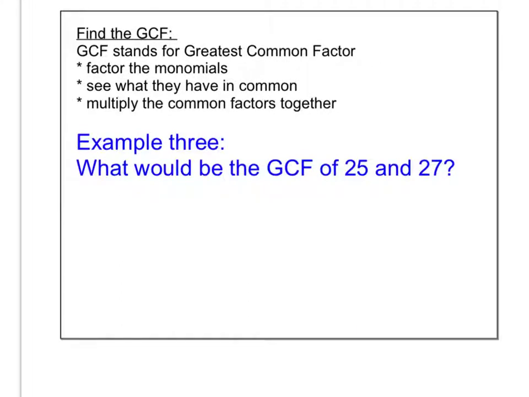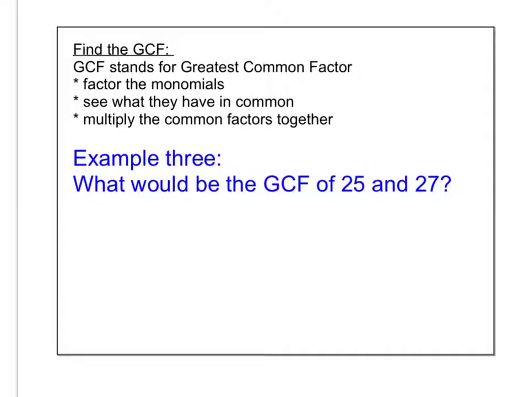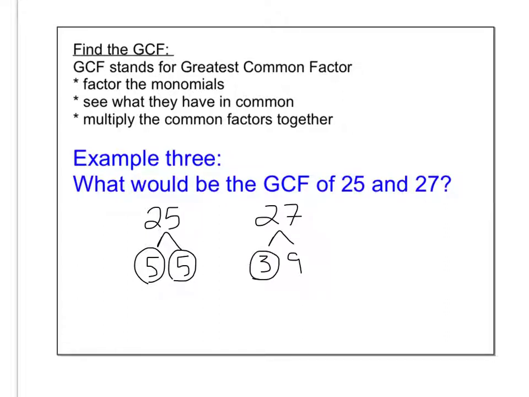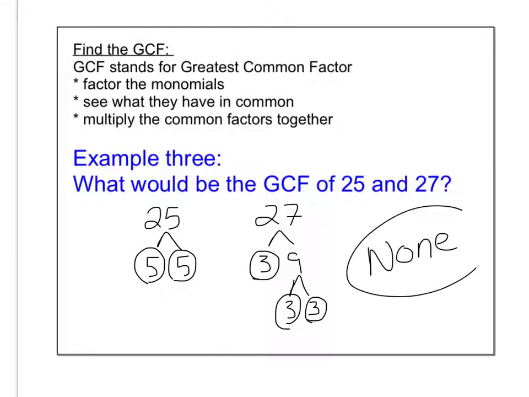Alright, so let's look for the greatest common factor for 25 and 27. So I'm going to take my 25, and I'm going to find the prime factors of that. Do the same thing for 27. So I'm just going 3 times 9, breaking down the 9. And then I look and I say, well, there's nothing in common. So we just write none.